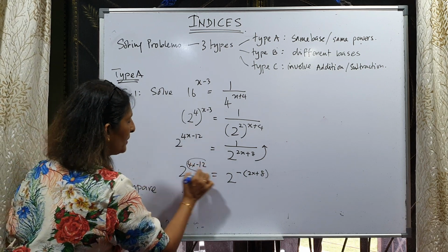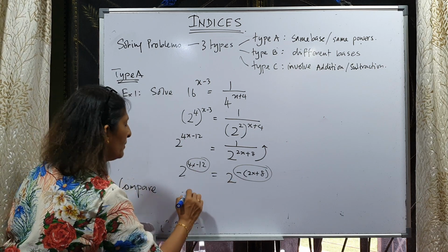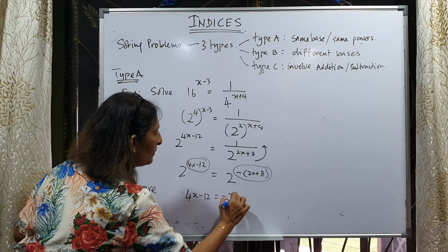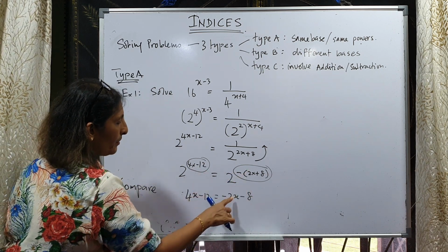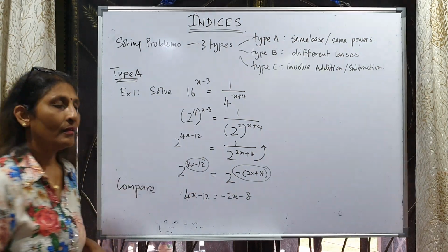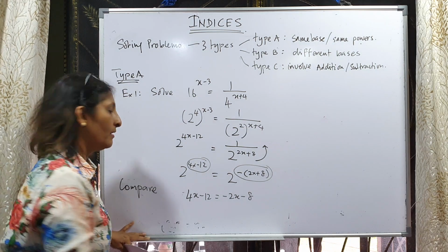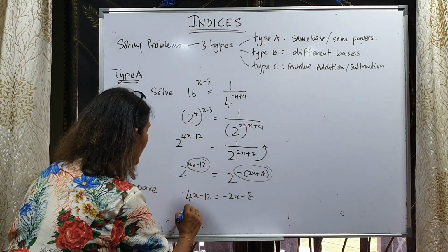Compare the powers, because when the bases are the same, we can compare the powers and take them out. 4x minus 12 is equivalent to negative 2x minus 8. Take out the power here and the power here, and they are equal. Because the bases are the same, therefore the powers have to be equal.